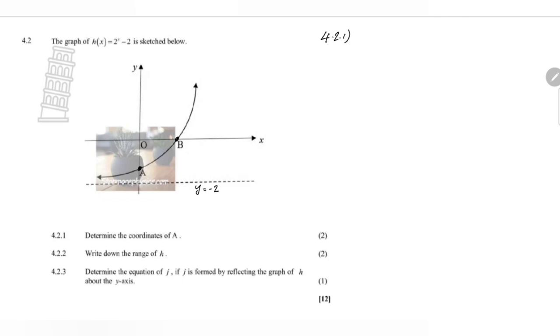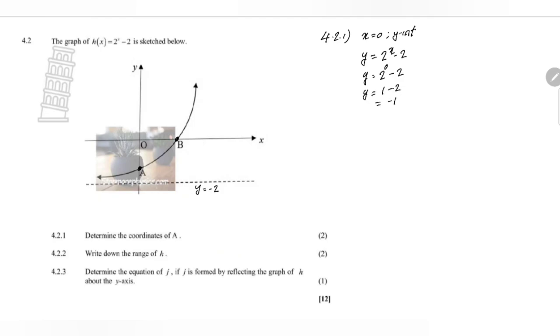Coordinates of A. You all know that A is the y-intercept, isn't it? So you have to find the x value and y value of the y-intercept. So how do we do that? For the y-intercept, put x is equal to 0 in the main equation. Let me write the equation in standard form. y is equal to 2 to the power x minus 2. When x is equal to 0, y is equal to 2 to the power 0 minus 2, which is going to be y is equal to, 2 to the power 0 is 1, minus 2.